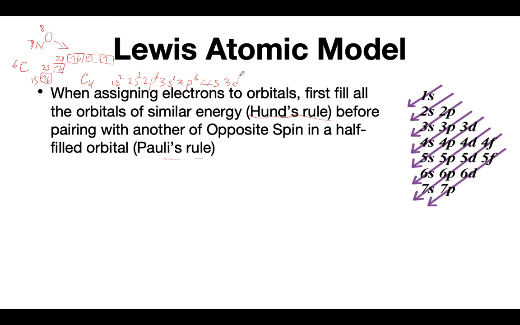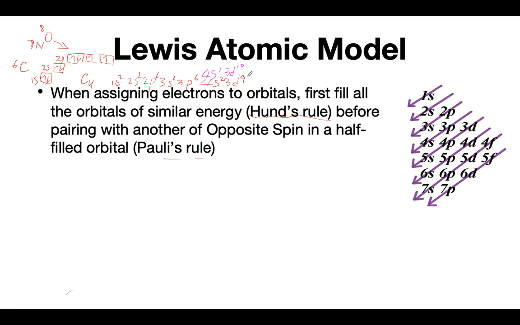then you go to the 3d orbitals, and there are 9 electrons. But in this case, the d orbital is missing 1, so you need to change them. So the copper will be 4s1 and 3d10. Right? So this is the only exception.